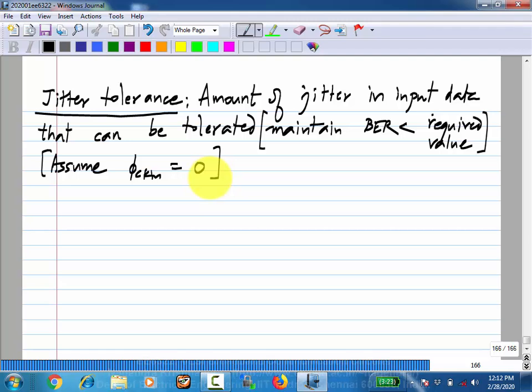So what do you think this will look like as you change the jitter frequencies? What will happen to jitter tolerance? Will jitter tolerance be high at low frequencies or high frequencies? Huh? It will be high at? Why? Yeah, so basically if the edges are moving around slowly, then the loop can track the edges.